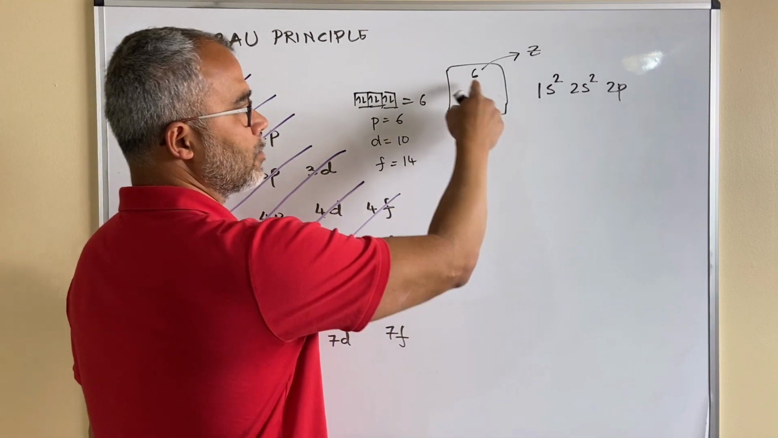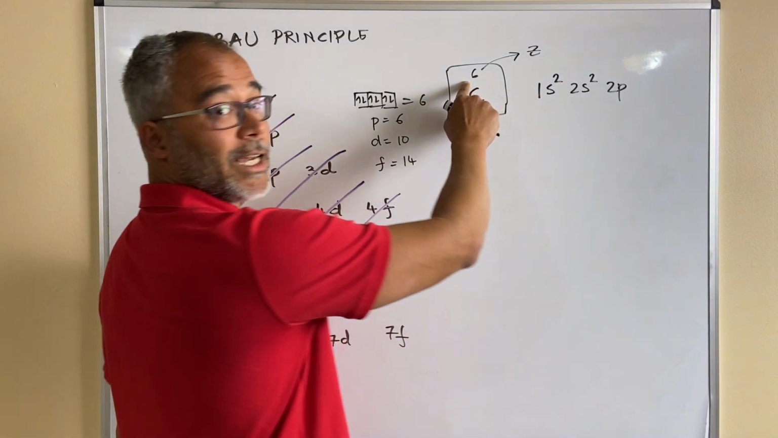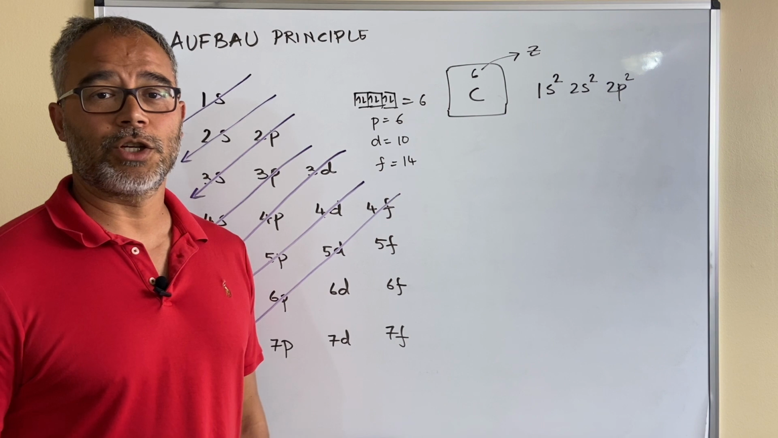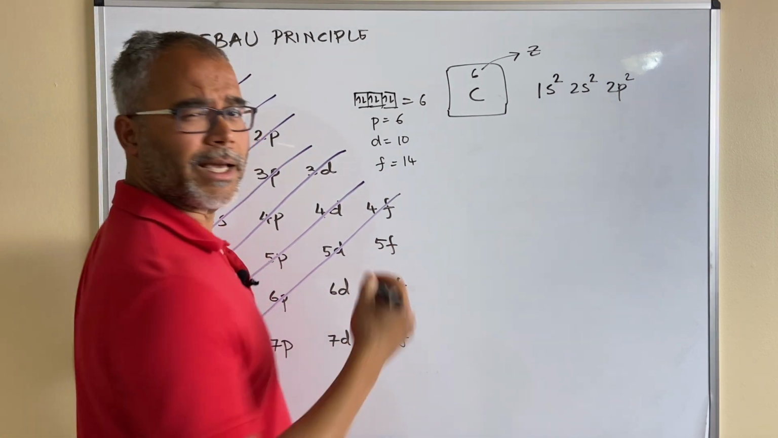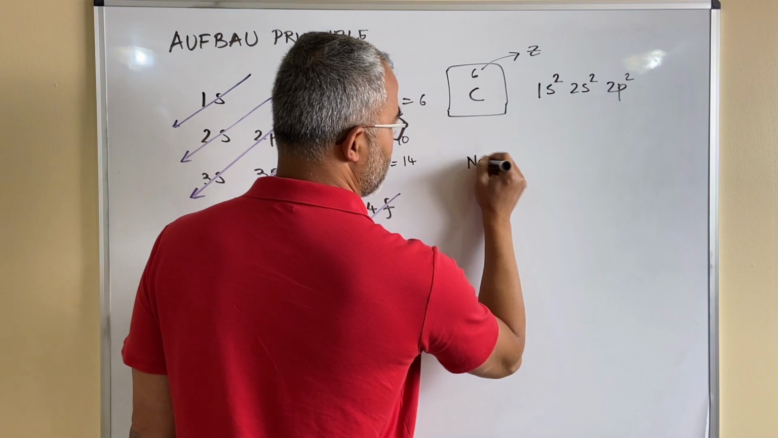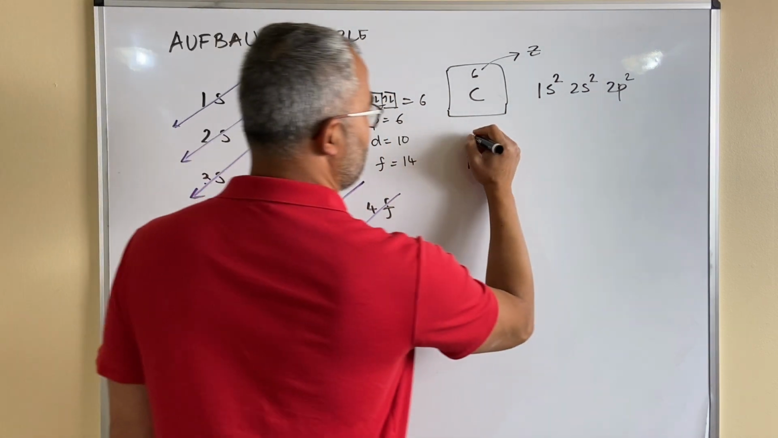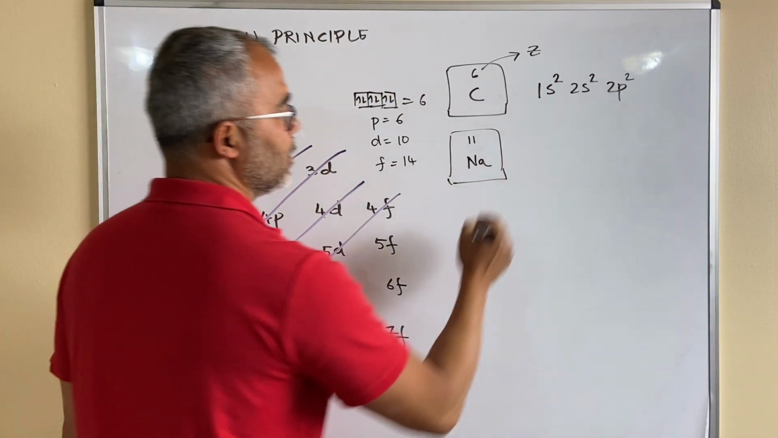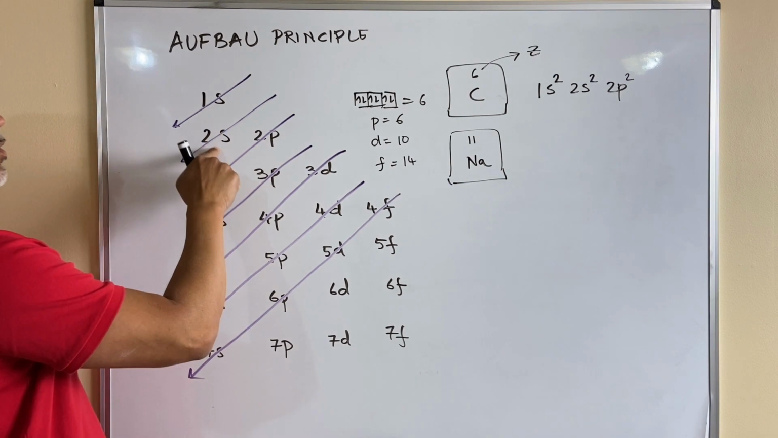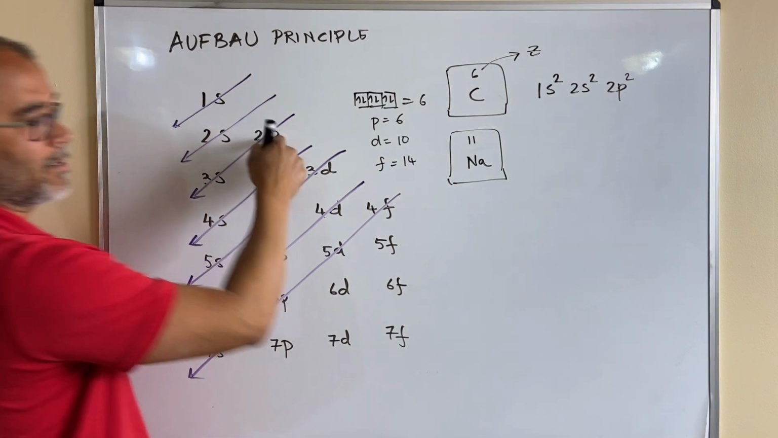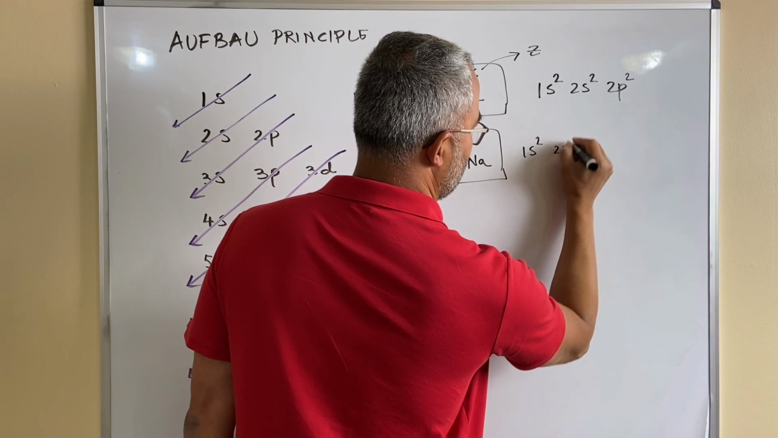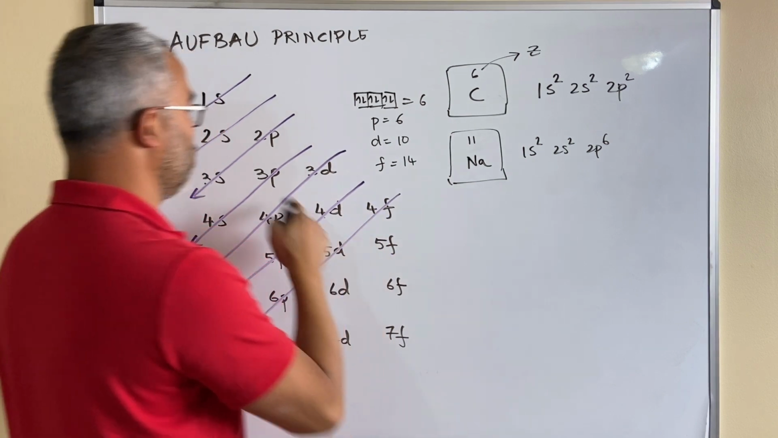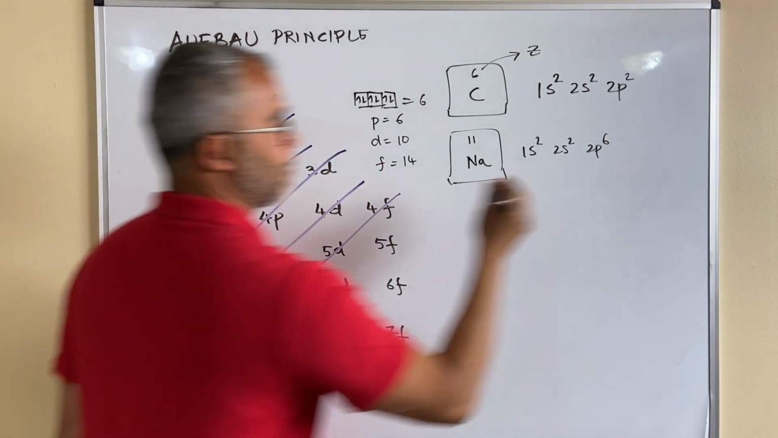Coming back to carbon, we've used 4 of the 6 electrons, so we're left with 2 more, so it's 2p2. And there you have it, that's the electron configuration for carbon. Now let's look at another example, sodium. Sodium has an atomic number of 11, which means it has 11 electrons as well. So that's 1s2, 2s2, 2p6, which gives us a total of 10. We have 1 more to go, so we go to 3s1.